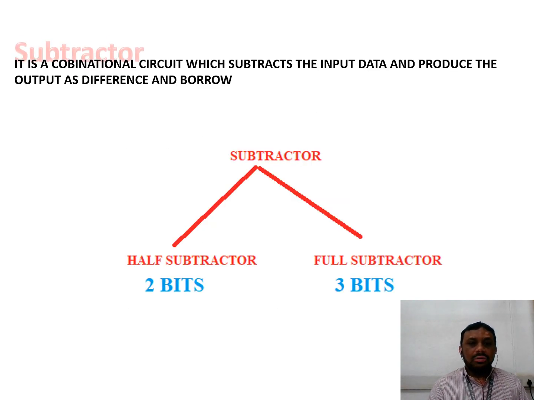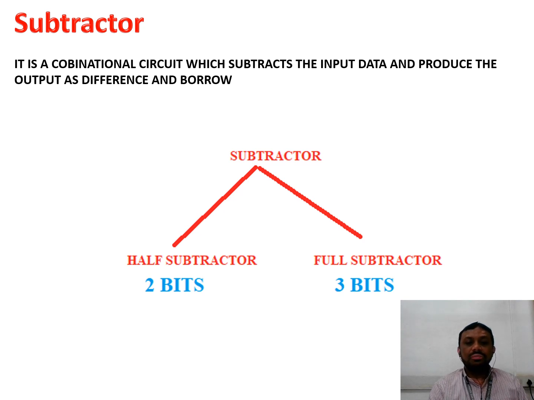Now, next, the subtractor. We said that it's a combinational circuit which will subtract the inputs, just like how the adder was adding the inputs. Once again, depending upon the number of inputs, we have the half subtractor and full subtractor. We'll discuss the half subtractor and full subtractor in our next video.